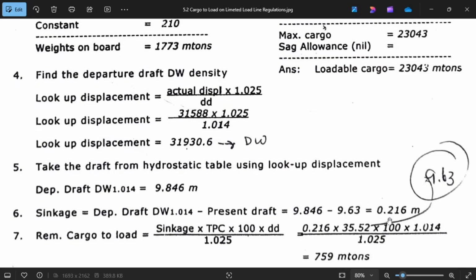Okay, and the answer to that will be the sinkage. The sinkage is 0.216 meters, or 21.6 centimeters. And then you convert this number into the amount of cargo to load, or remaining cargo to load. The formula is sinkage times TPC times 100 over 125.